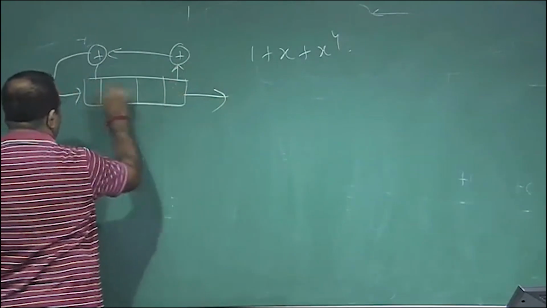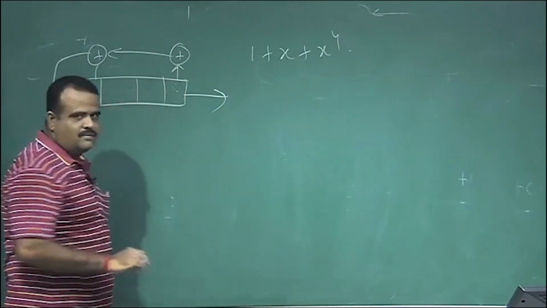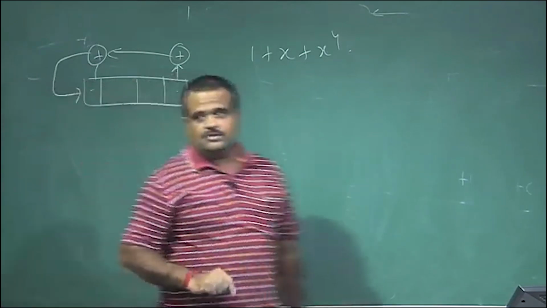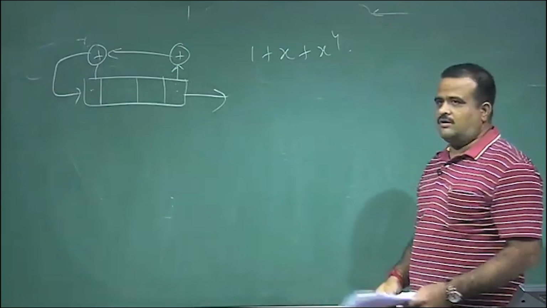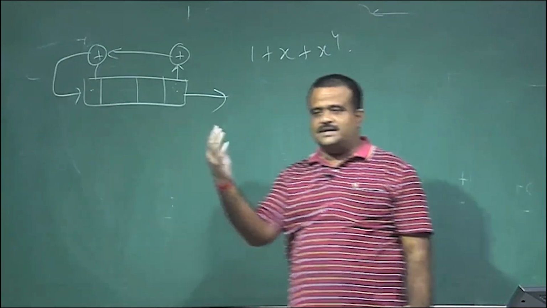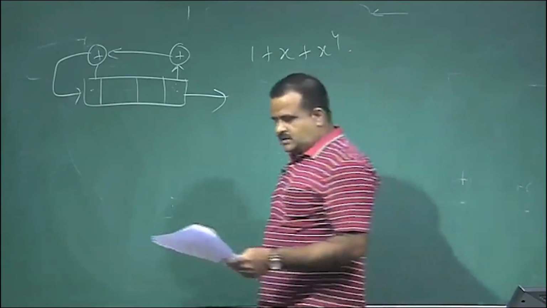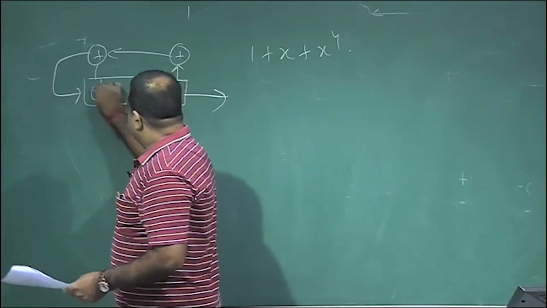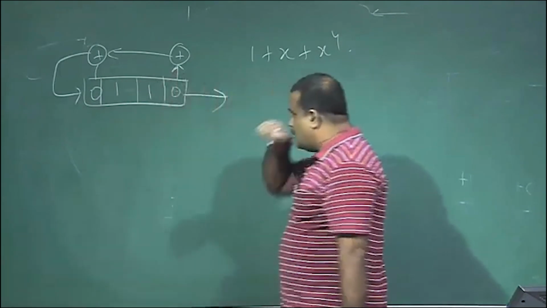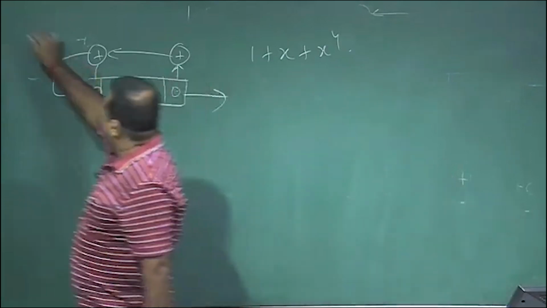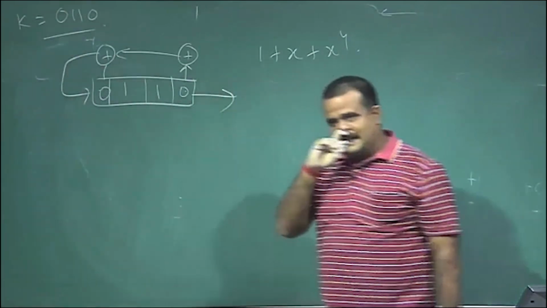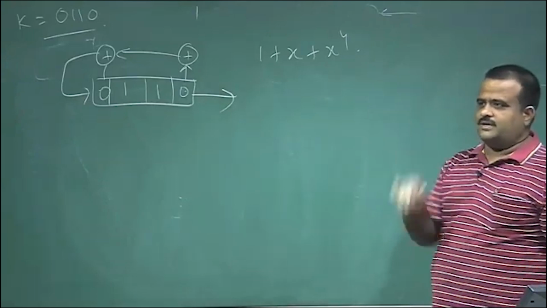So, only these two states are contributing in the feedback. This is a primitive polynomial, so we want to see whether we are getting a full sequence or not if we start with any initial state. That is basically the secret key shared between Alice and Bob. So, suppose we start with 0 1 1 0. Suppose this is the secret key k shared between Alice and Bob, and they are using this LFSR as a key stream generator in order to encrypt their plain text.